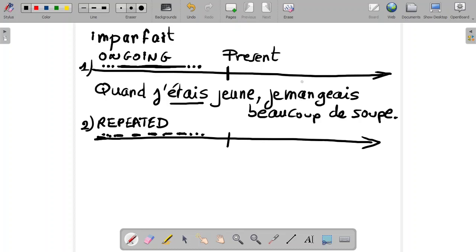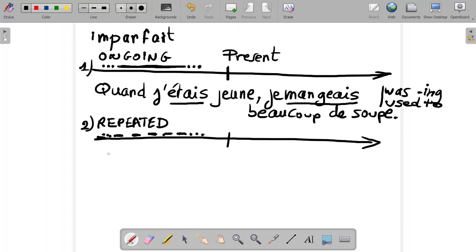When I was young, I was eating. So when you translate in English, you either use the was plus ing, which is called the past progressive, or you can also use a construct like used to. So again, this is also à l'imparfait. Quand j'étais jeune, je mangeais beaucoup de soupe. When I was young, I used to eat or I was eating a lot of soup. So as you can see, there's no notion of beginning or end. It's just something that was ongoing in the past.